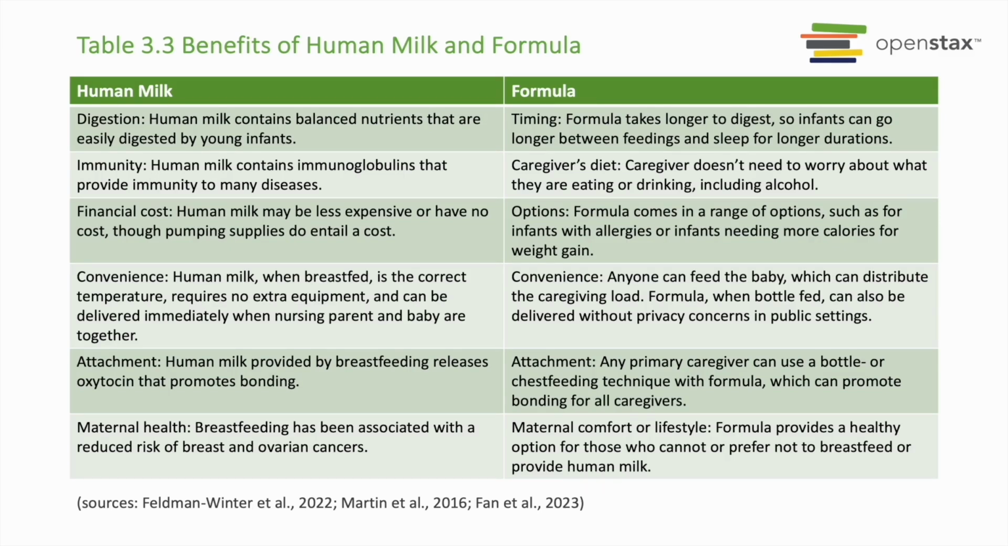When it comes to attachment, any primary giver can use a bottle or chest feeding technique with formula, which can promote bonding for all caregivers. Maternal comfort or lifestyle. Formula provides a healthy option for those who cannot or prefer not to breastfeed or provide human milk.